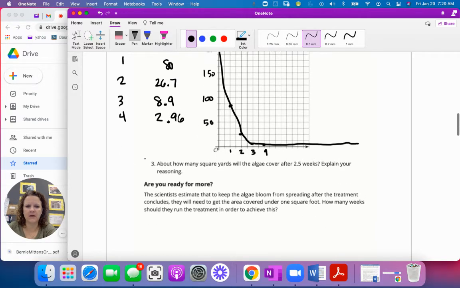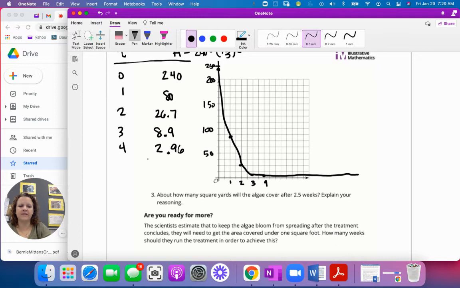About how many square yards will the algae cover after 2.5 weeks? So 2.5 weeks would be somewhere in between here, but I can actually calculate it. So 240 times 1/3 raised to the 2.5 power is going to be 15.4, which is between 26 and 8.9.